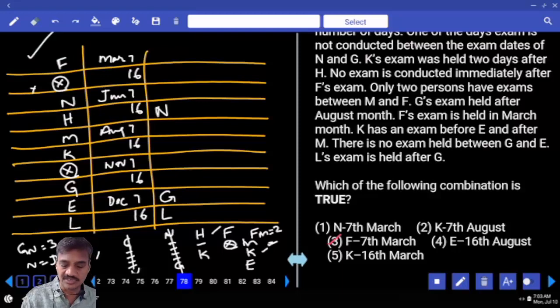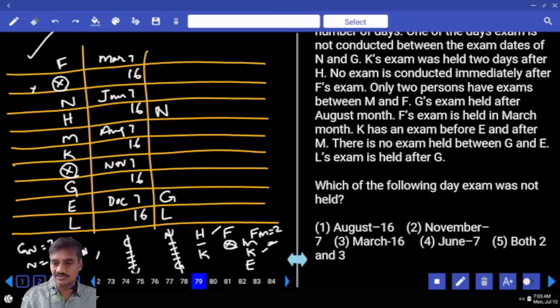Then the next one, 79. Which of the following exams was not held? The exam was not held. Exam holiday on March 16th and November 7th. March 16 and November 7, both 2 and 3, choice 5.